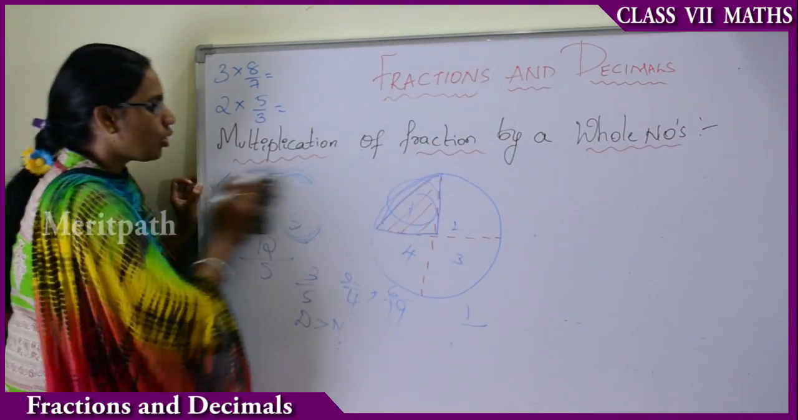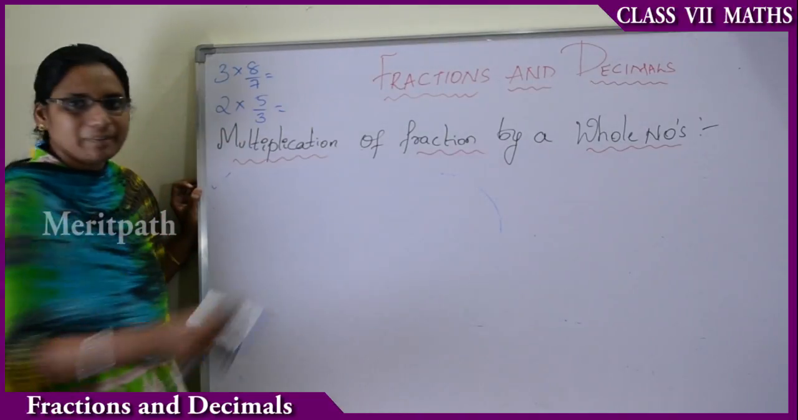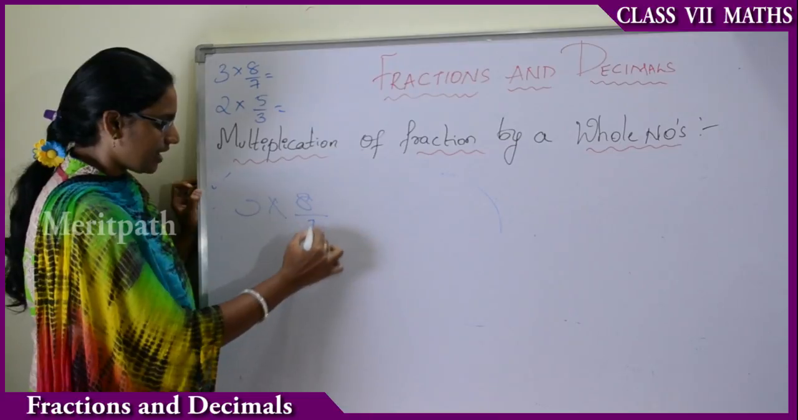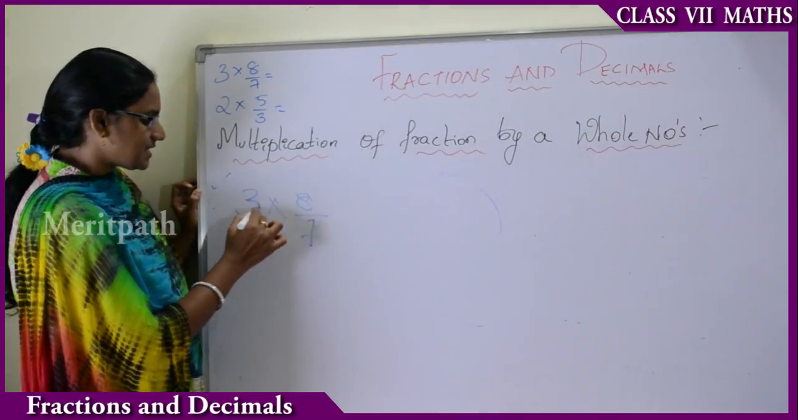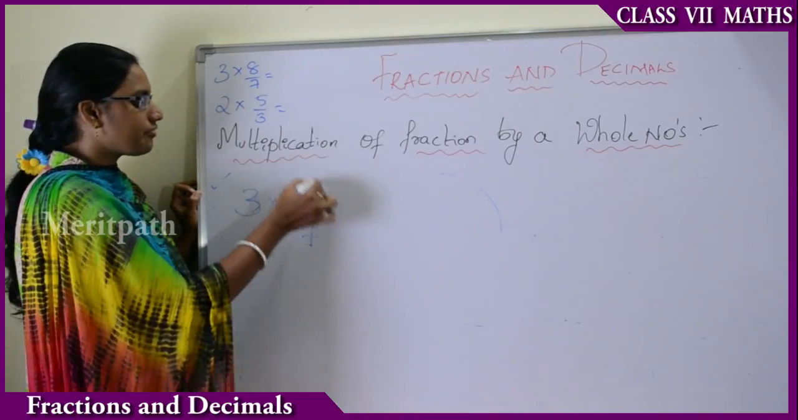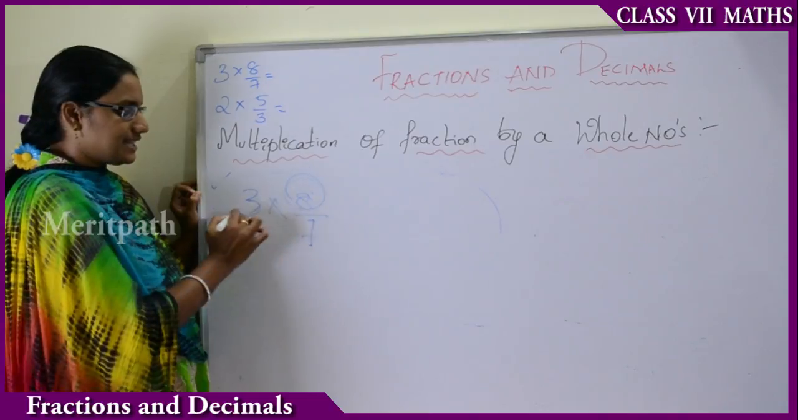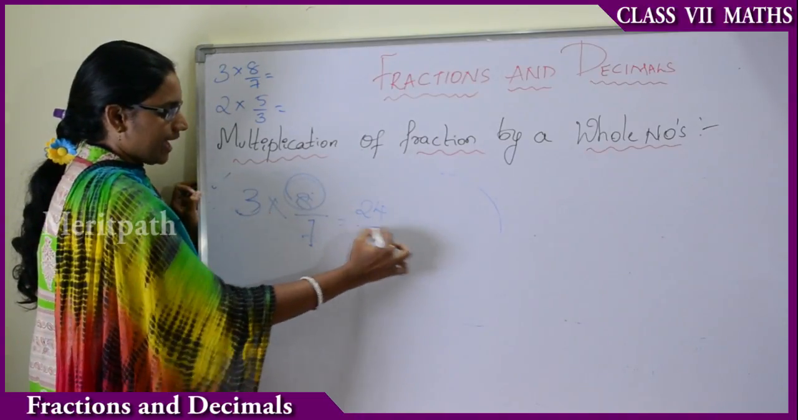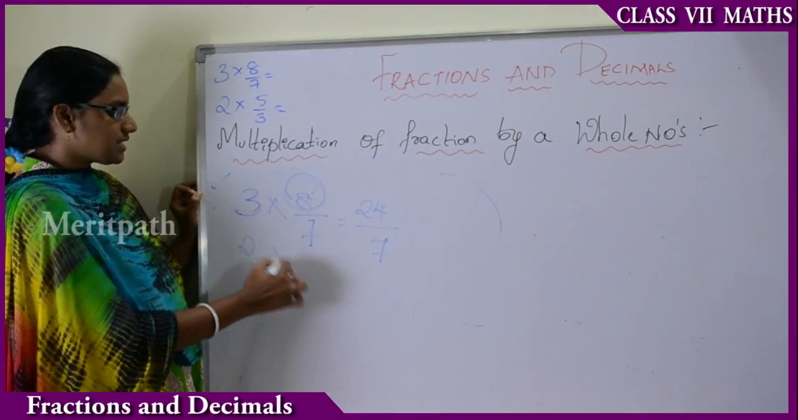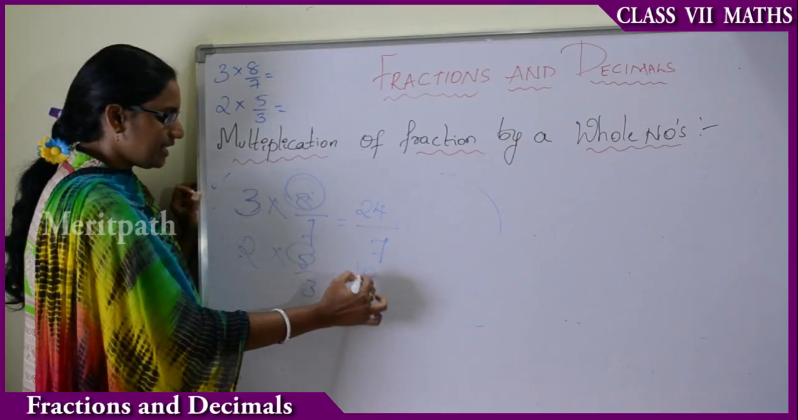Now 3 is the whole number, right? 8 by 7 is the improper fraction. Now we will be multiplying the improper fraction with the whole number, that is 3 into 8 by 7, which is the same as the multiplication of a proper fraction, that is the numerator of the fraction is multiplied with the whole number, that is 8 3s are 24, and the denominator is written as itself. In the same way, let us take one more example, that is 2 into 5 by 3, that is 5 into 2, that is 10 by 3.